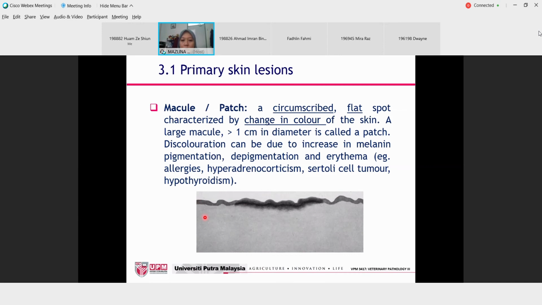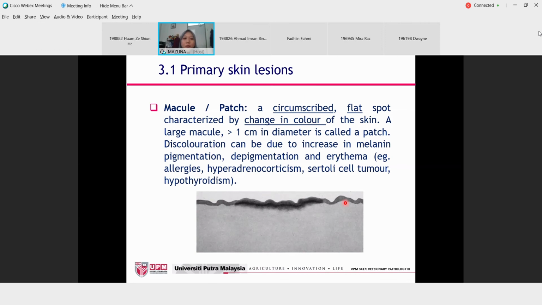So I hope you can appreciate this diagram. Basically, it's a well circumscribed spot, right? You can see a clear demarcation between the normal and abnormal part. It's flat, and its color is different from the normal surrounding tissue. It can be darker or lighter, maybe reddish, something like that, right? The size will determine whether it's called a macule or patch, because if it's more than 1 cm, it's a patch.